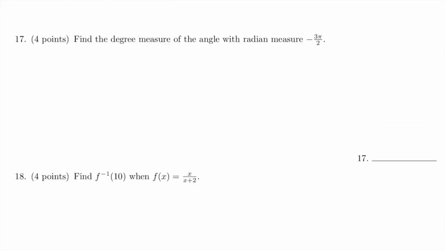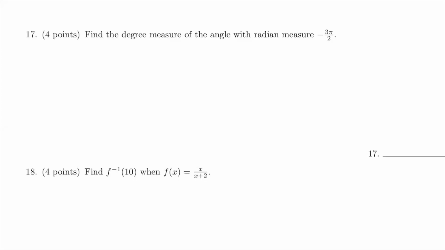So there you go, that's the answer to this question. For 17, we're going to find the degree measure of this angle, negative 3 pi over 2. To do that, we're going to multiply this by 180 degrees over pi and then simplify. When you simplify this, you'll see that pi will cancel out. So negative 3 times 180 divided by 2, you'll have negative 270 degrees.